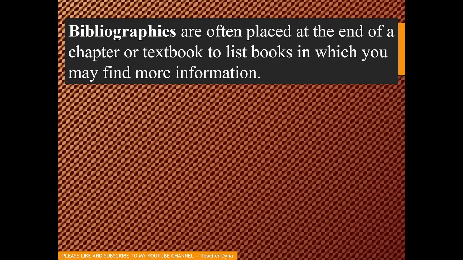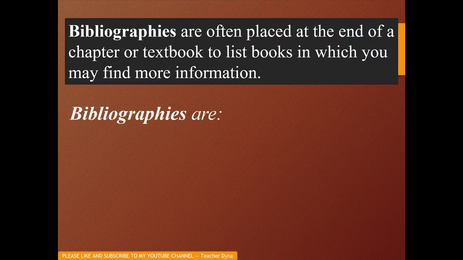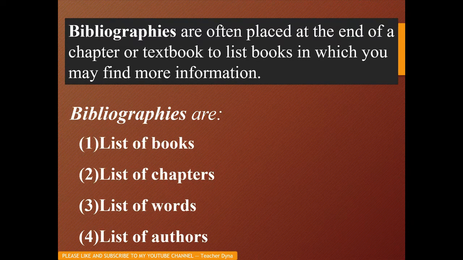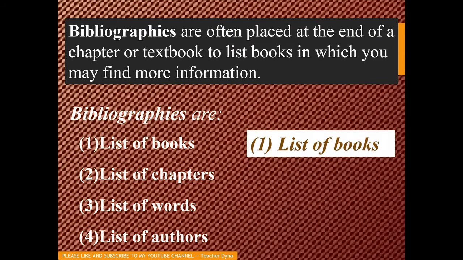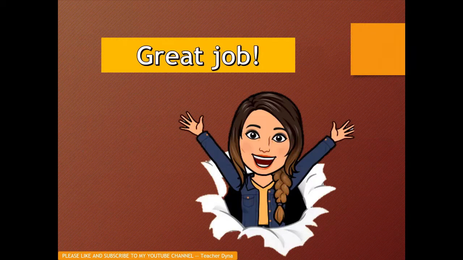Another, bibliographies are often placed at the end of a chapter or textbook to list books in which you may find more information. Based on this sentence, what do we mean by bibliographies? 1. List of books. 2. List of chapters. 3. List of words. 4. List of authors. And the answer is list of books. There you go! Great job!